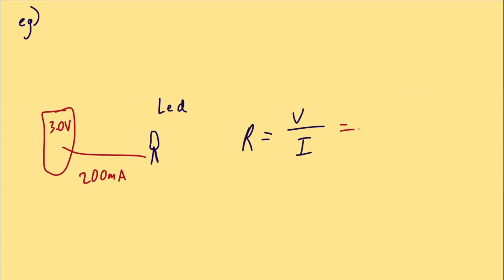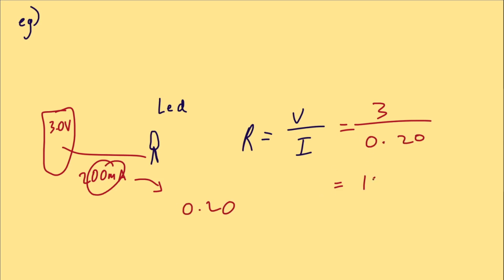So the voltage is 3. And for I, we have to convert it into amps. So 200 milliamps is 0.2 normal amps. That gives 15 ohms. This is how we represent resistance, in ohms. But guess who it's named after? It's named after Ohm, the guy who made Ohm's law. So we have 15 ohms of resistance.